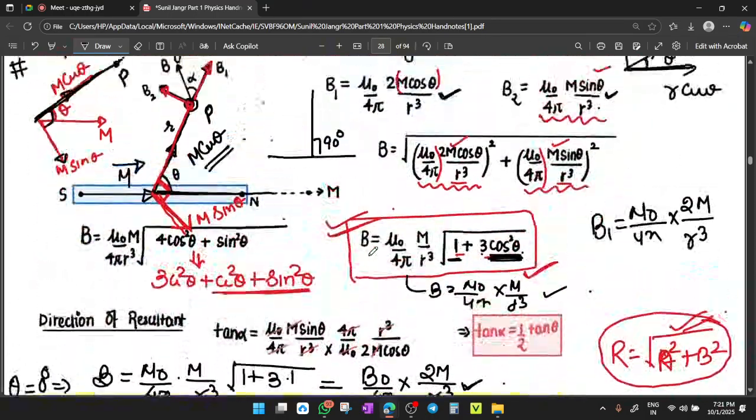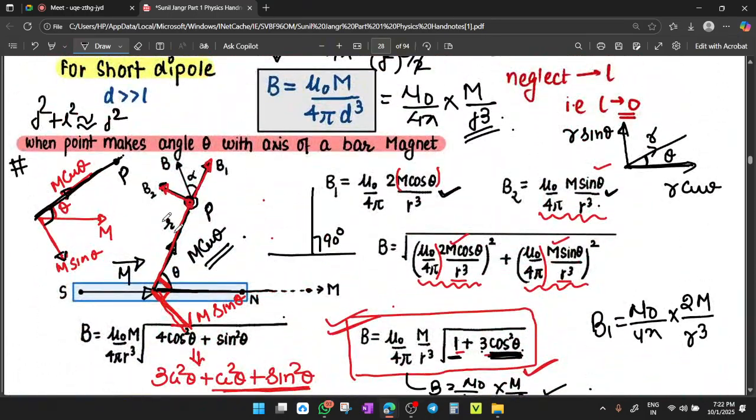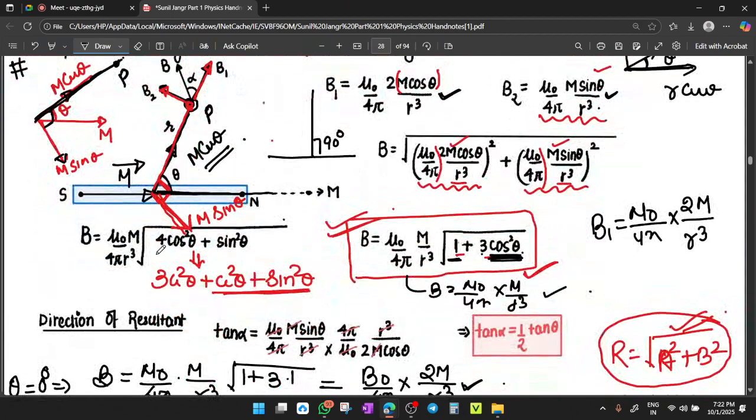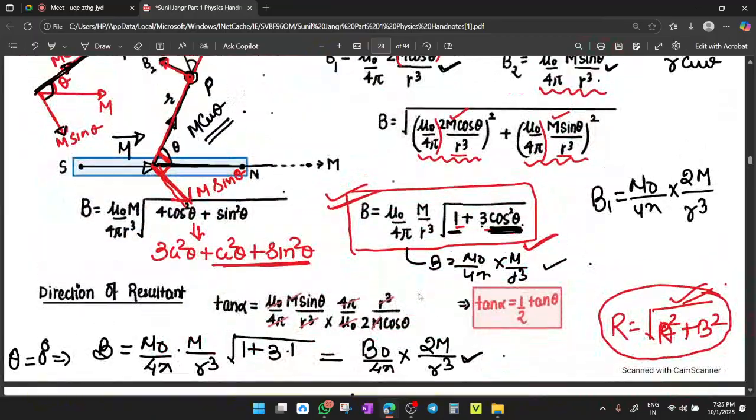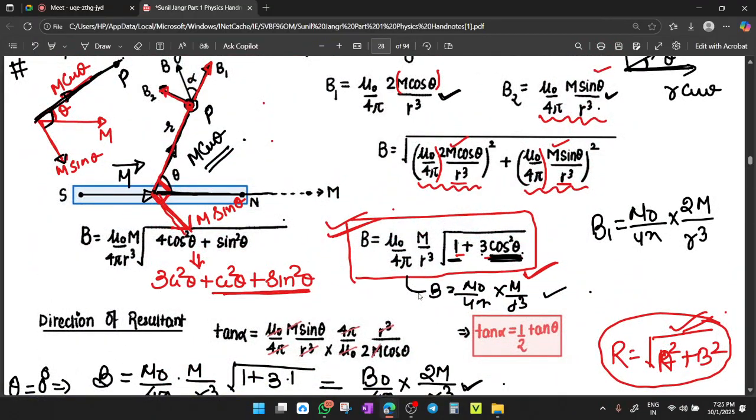I mean to say this is a general formula. You can apply it anywhere. Okay, so please note it down. Next part of the derivation is the direction of the resultant intensity.